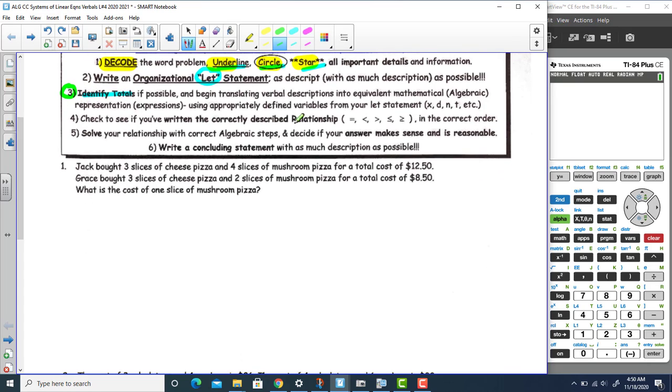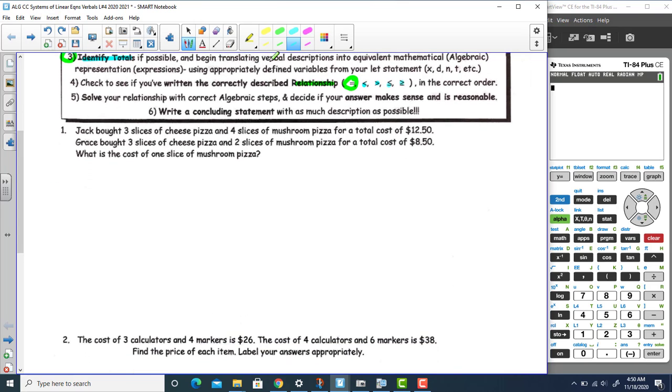We want to check to see if we wrote the correct relationship. As we get into next week's work, we will move away from equations and we will see systems of inequality. So it's important that we pay attention to the actual phrasing because it won't always be when are they the same or equal. Sometimes it may be when is it greater than or equal to, or when is it less than or similarly written. We want to make sure we solve our relationships using correct algebraic steps and that our answer makes sense. If we're looking for the possible weight of a baby or the age of a person and we get negative amounts, that would be awkward. So we want to make sure that we have an appropriate, reasonable answer. And then we want to make a concluding statement to identify what we actually determine.